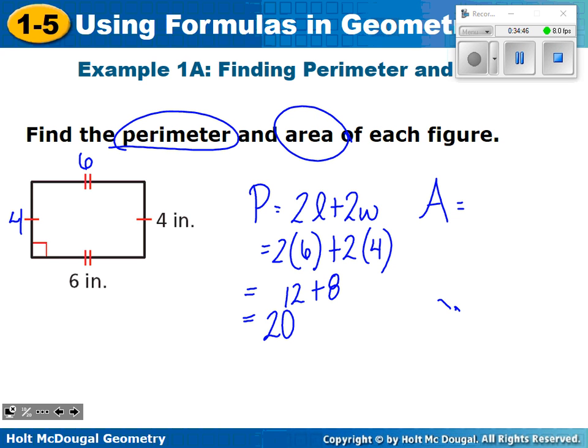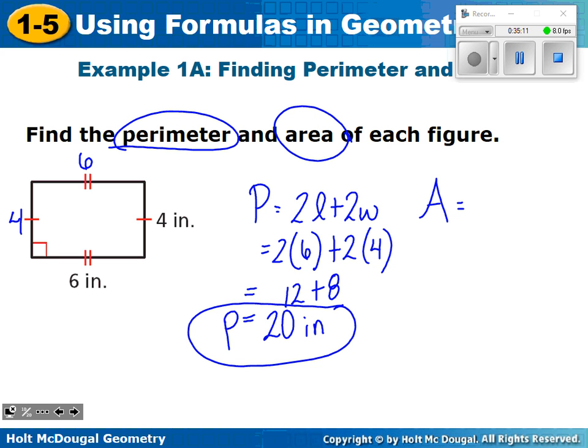What am I forgetting in my answer? Okay, I'll do area in a minute, but what am I forgetting on the perimeter? Units, inches. Is it inches or inches squared? Just inches. Perimeter is the linear distance around, not units squared, just inches. Make sure you identify on your homework which answer is perimeter and which answer is area. So put P equals or A equals.